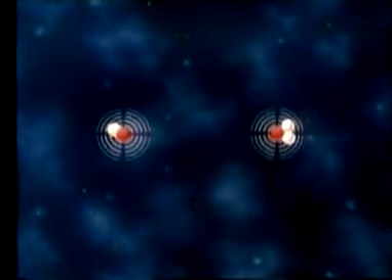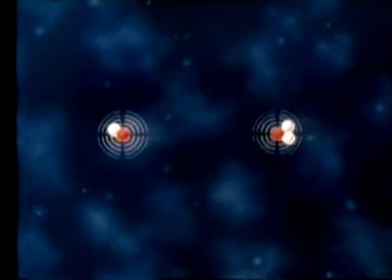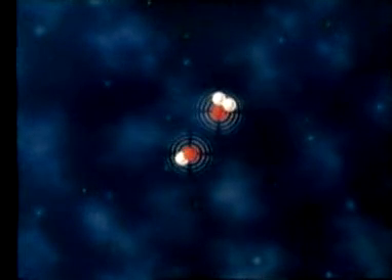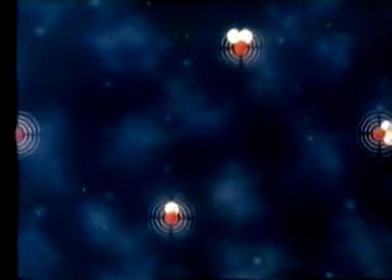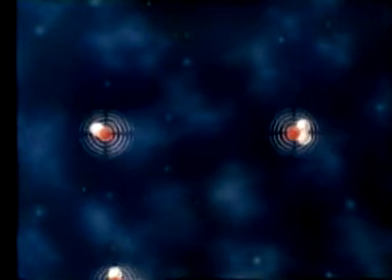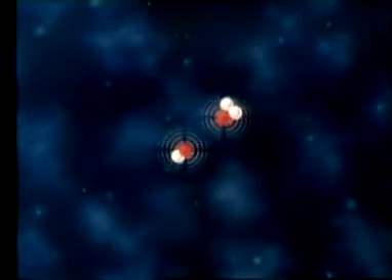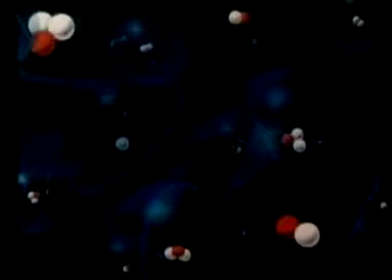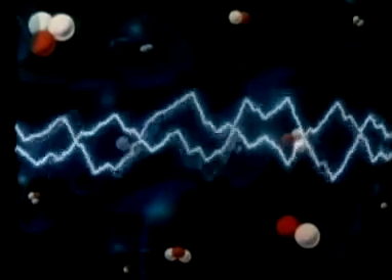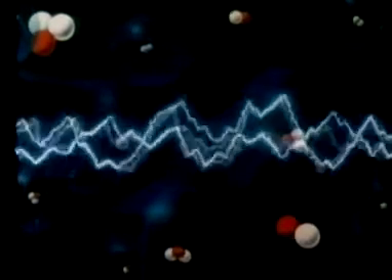But each nucleus has a positive electrical charge, so when they come close together, they repel each other. The only way to force them together is to make them collide at thousands of kilometers per second. To do this, they are heated to enormous temperatures, around 100 million degrees Celsius, 6 or 7 times hotter than the center of the sun.